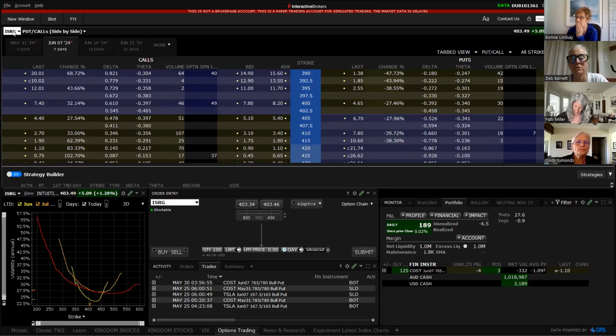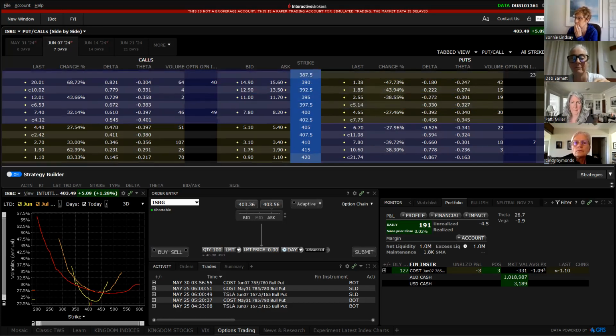Okay, strategy builder's on. So now we're looking at a bull put. That's on the right hand side. The numbers need to be in the black. We're not looking at any credit spreads with numbers in the red. We're never looking at numbers in the red, and we want to stay out of them.